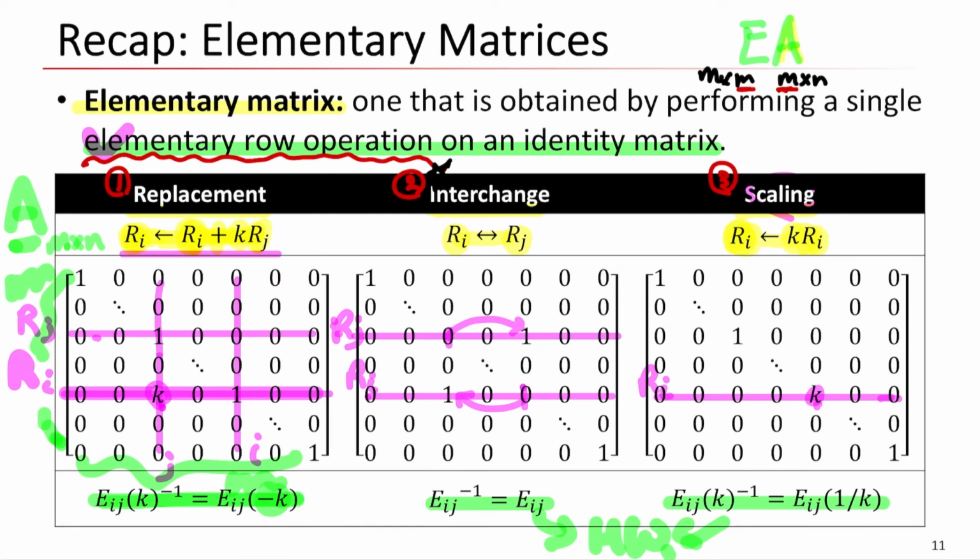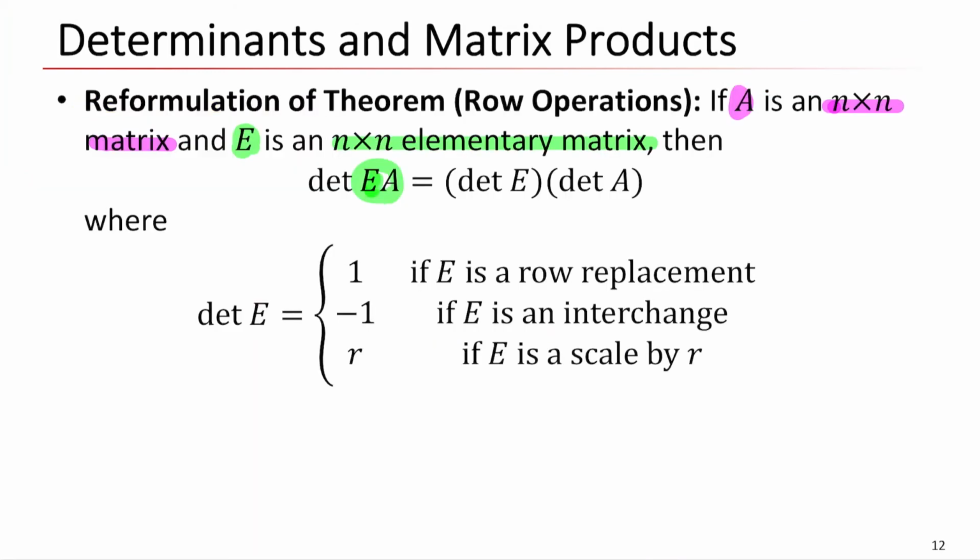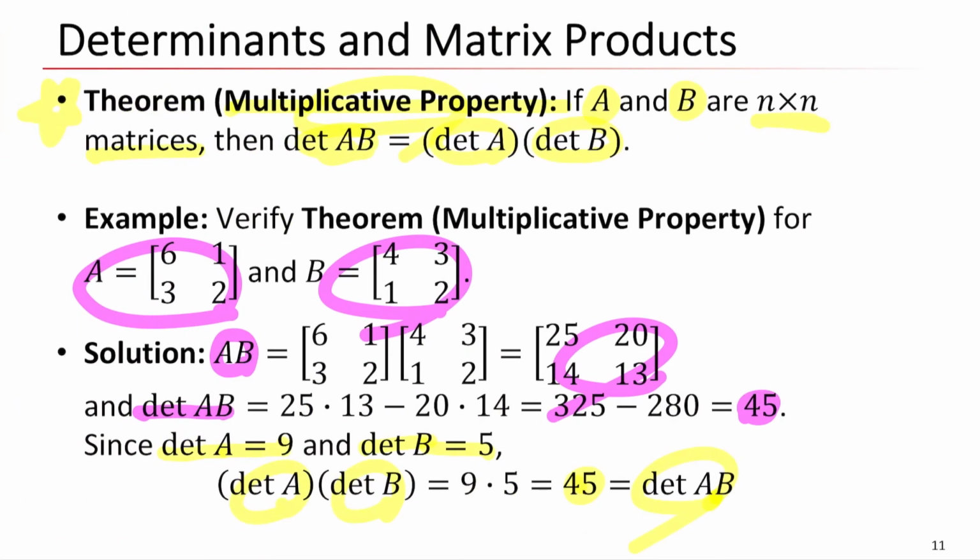So please understand what the elementary matrices mean in lecture 6, right? So here, the determinant of the elementary matrix times the original matrix A is equal to the determinant of matrix E times the determinant of matrix A. From this theorem, this is the multiplicative property theorem, right?